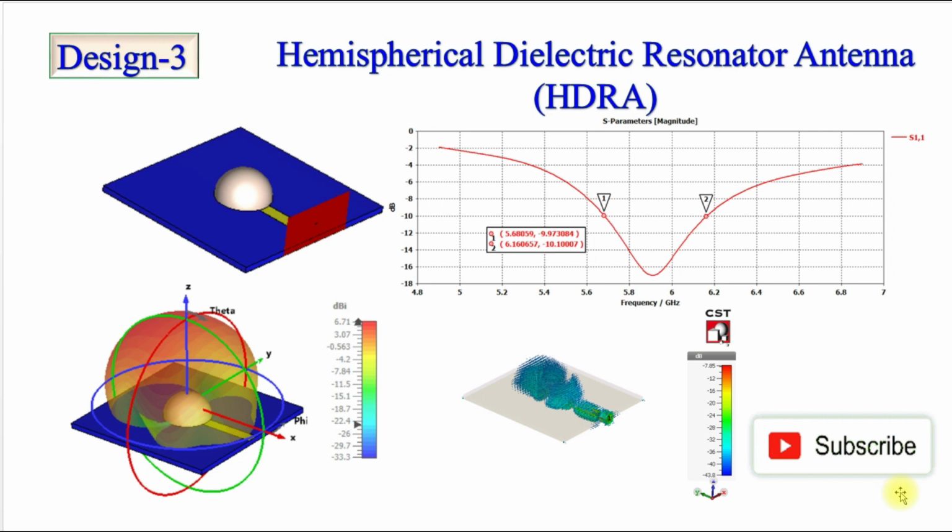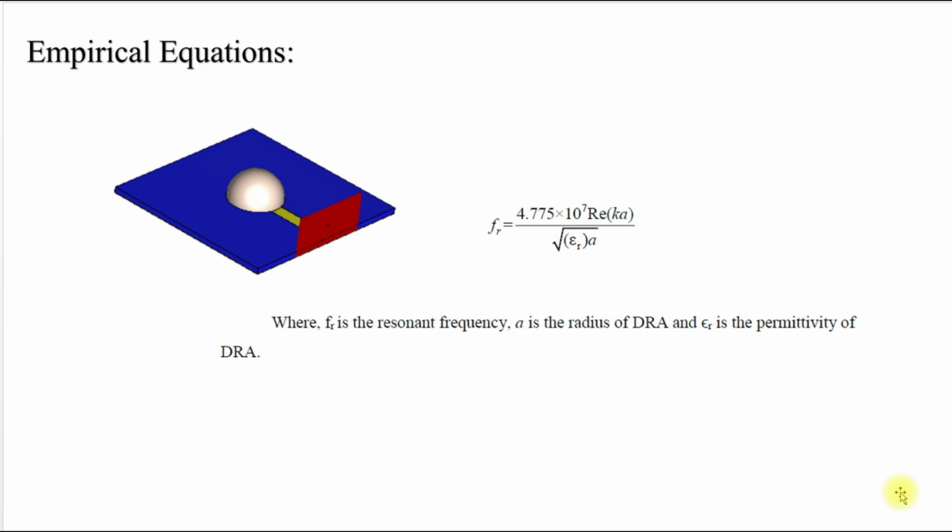Before going to this design, you should know how to design the hemispherical dielectric resonator antenna, what the parameters are, how to choose the dielectric constant for the hemispherical dielectric resonator, and what the empirical formulas are to get the dimensions of hemispherical dielectric resonator antennas. So this is the empirical equation. Fr is the resonant frequency and these are the parameters. By putting in all the parameters, you will get the resonant frequency Fr for the hemispherical dielectric resonator antenna. Here epsilon R is the dielectric constant of the dielectric resonator, and these are the different parameters. A is the radius. Accordingly you will calculate and get the resonant frequency for the particular application.